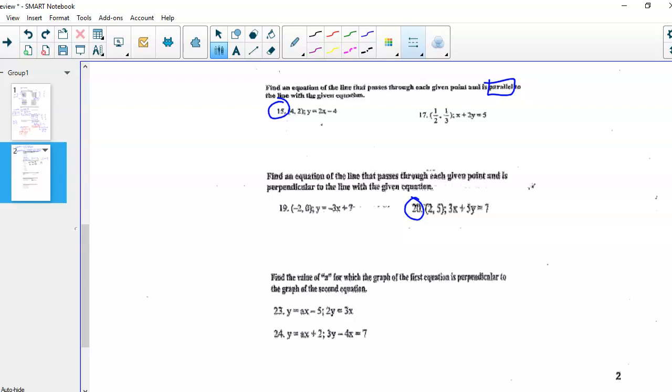So that means our first step, it's already in slope-intercept form. We need to find what our slope of our new line would be. What would that be? 2. Because they're parallel, they have to be the same. After you find that slope, you have an x, you have a y, you have an m, find b.